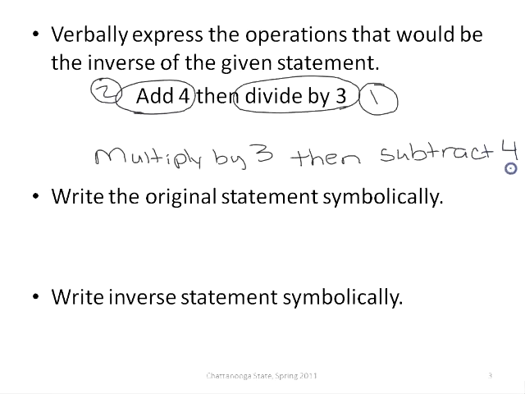So I described this verbally. Now I'm going to write the original statement symbolically. That means you start with something, let's say x, you add 4 to it, then you divide that total by 3. I also could have written it like this: (x + 4) divided by 3. To write the inverse statement symbolically, you would start with your x, multiply it by 3, and then subtract your 4.